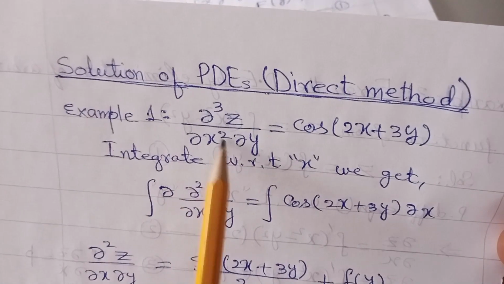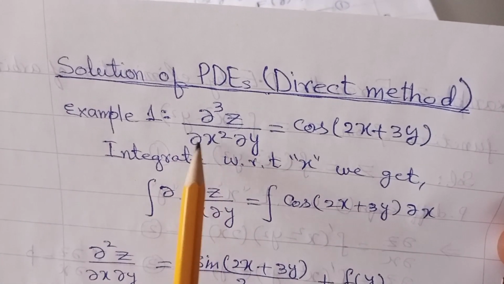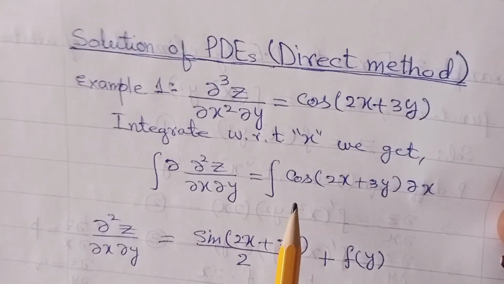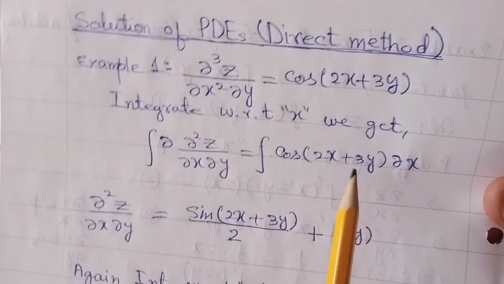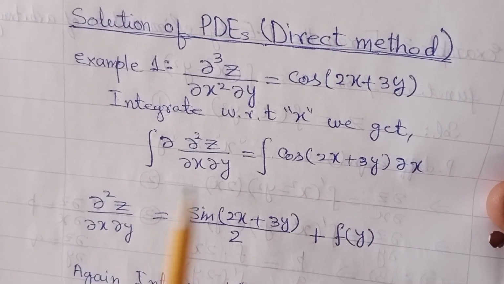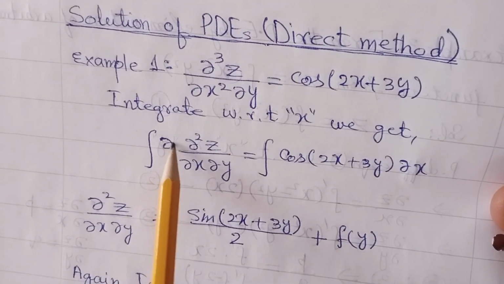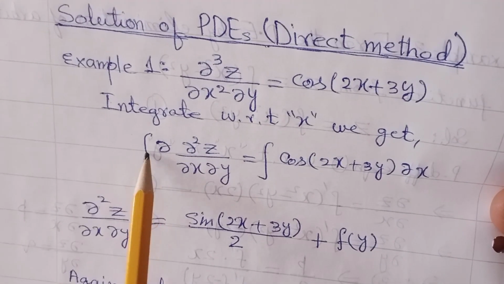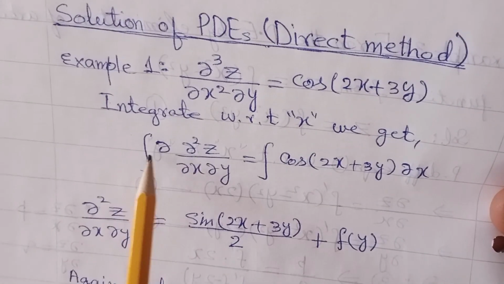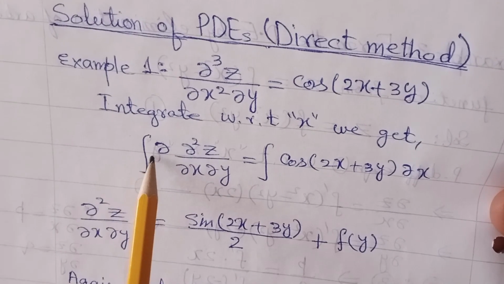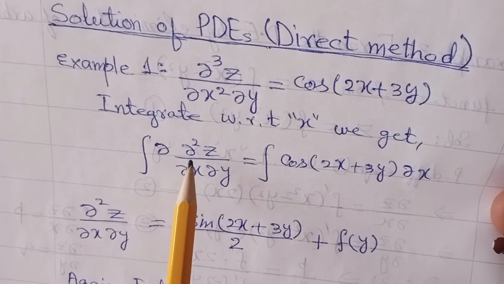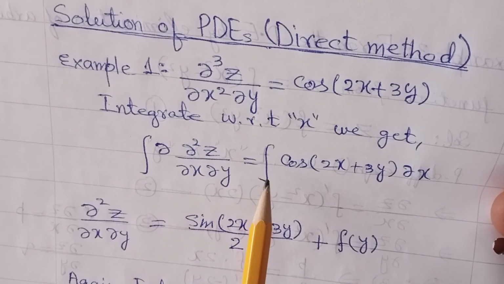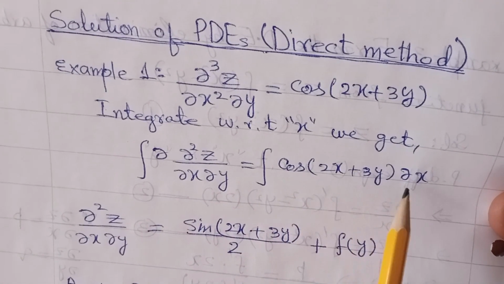So from this ∂², shift one ∂/∂x to the right hand side, so the right hand side becomes cos(2x + 3y) ∂x. Now after the integration, this partial sign and integral sign will be cancelled out, because these two signs are the reciprocal of each other. Only we will have ∂²z/∂x∂y equal to the integral of cos(2x + 3y) ∂x.